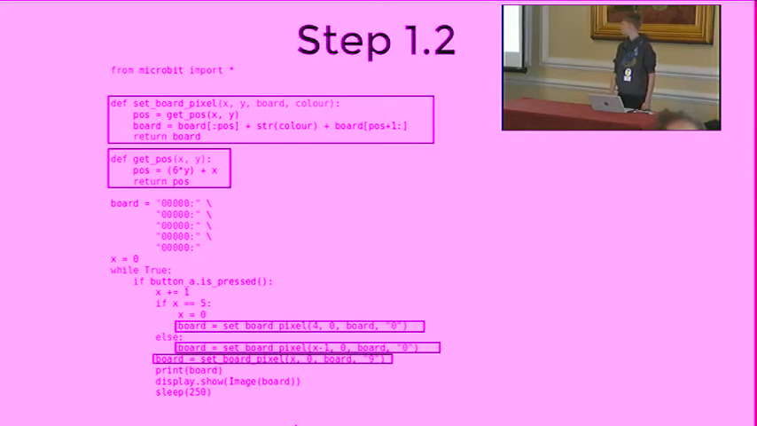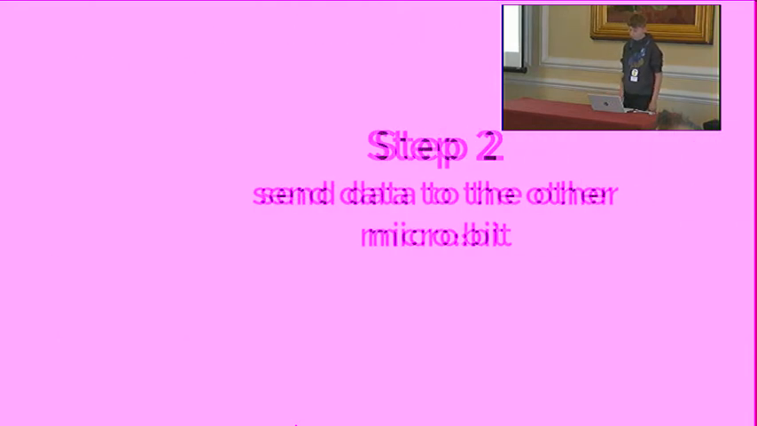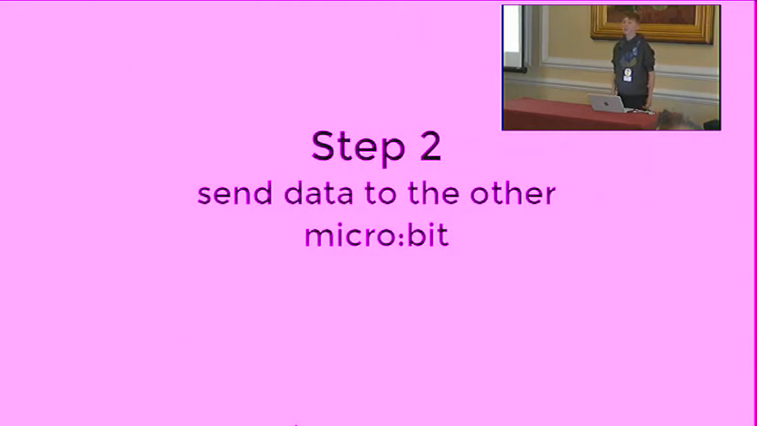And you can see the implementation there. So my boxes are a bit off because for some reason halfway through making my slides, they all just moved in weird positions. So yesterday I had to quickly fix it all. So the second step is sending the data to the other microbit.